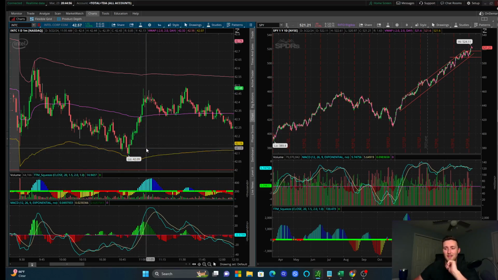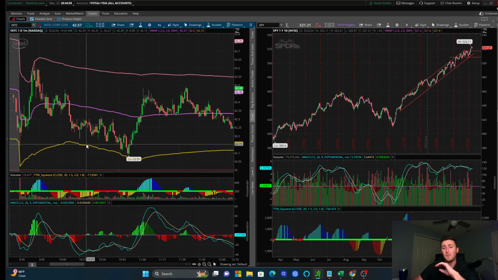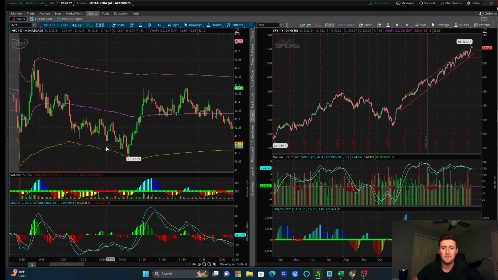My day traders out there, the same thing. We don't care about back tests. For us as day traders, we don't care about back tests on major support zones like that. However, we want to trade these pops.